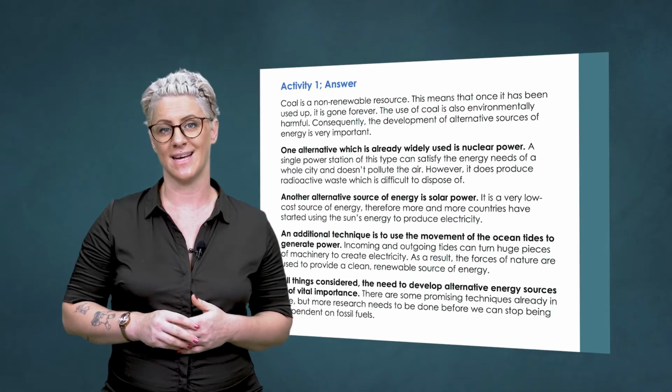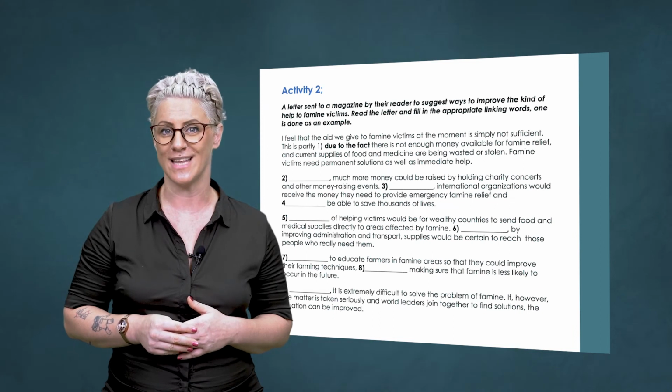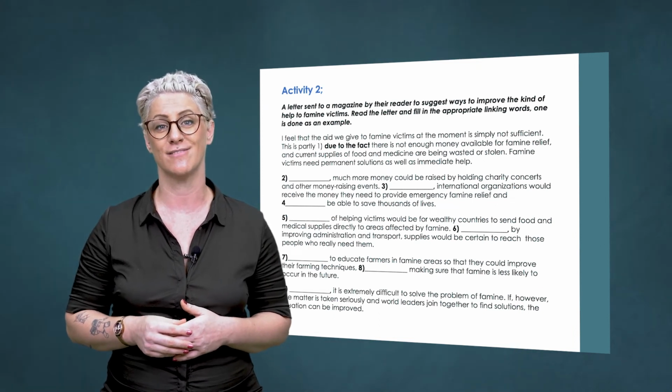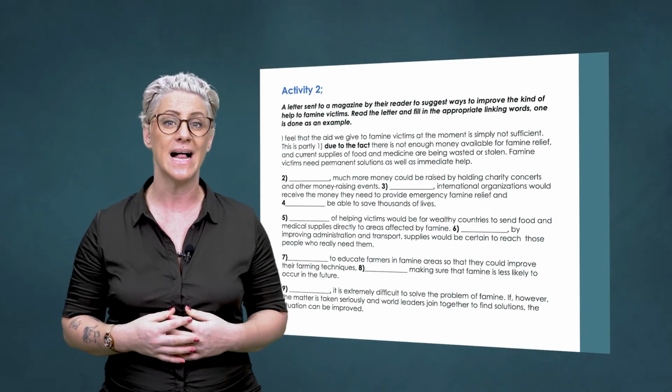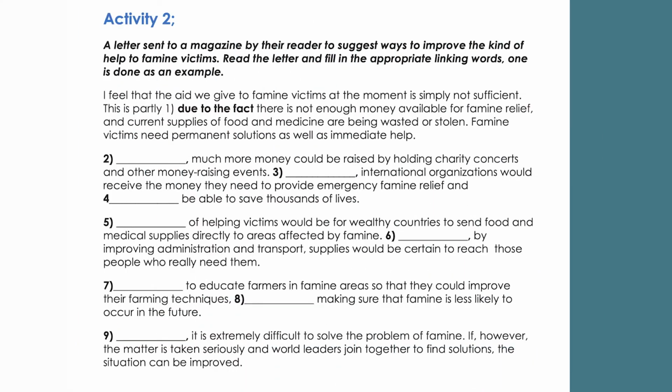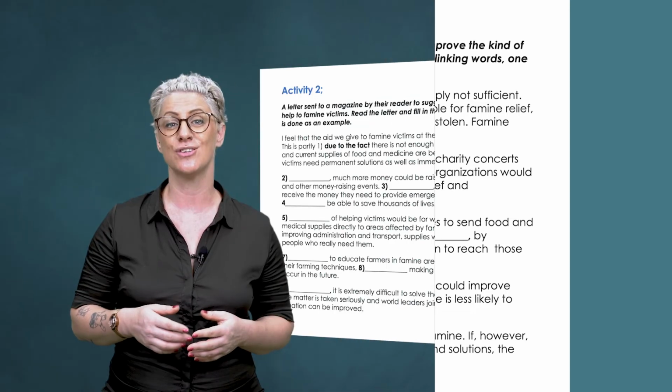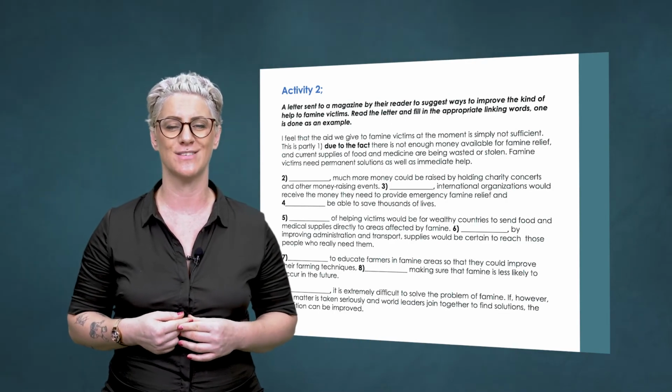In the next activity, you will read a letter sent to a magazine by their reader to suggest ways to improve the kind of help to famine victims. Pause the video here and fill in the appropriate linking words. One is done as an example. After you finish, start the video to see if your answers are correct.